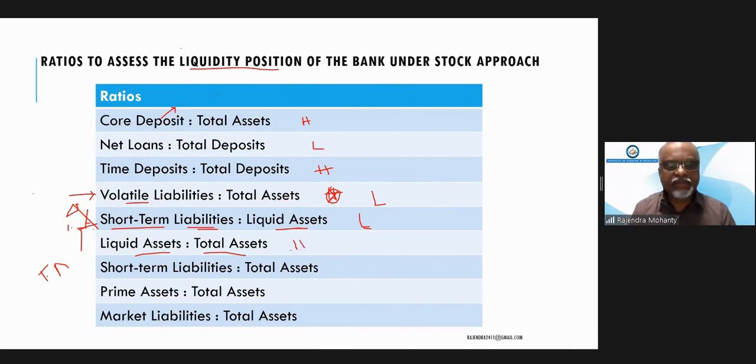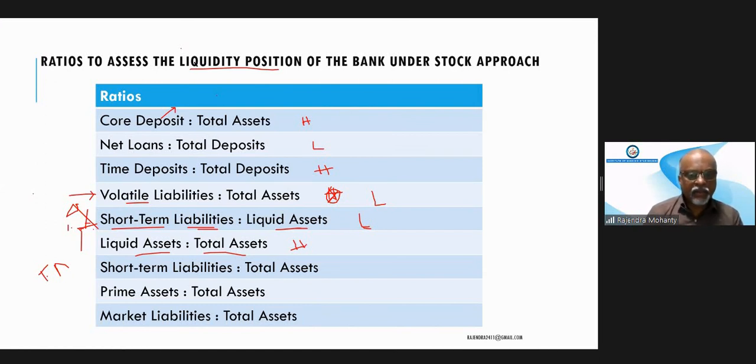Next one, short-term liabilities to total asset. Total assets means the total fixed assets? No, not only that. Total asset means whatever total asset you are showing on the balance sheet. Liquid assets mean cash and marketable securities, and loans maturing within a period of one year, for which we will get payment. So all the inflows will come. Liquid assets are also included in total assets. Yes.